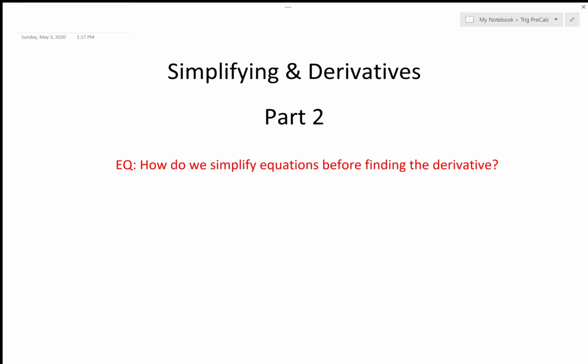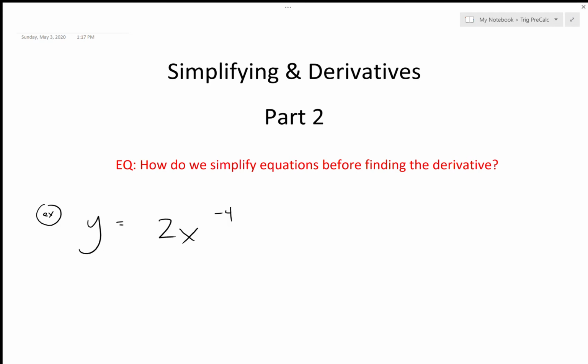Today we're looking at some more examples of simplifying these derivative equations. A lot of radical exponents, a lot of negative exponents. So let's jump right in. Our first example here, we've got y equals 2x to the negative 4.